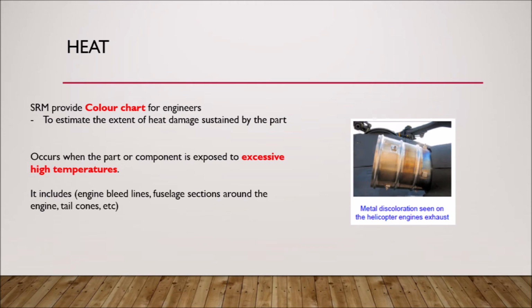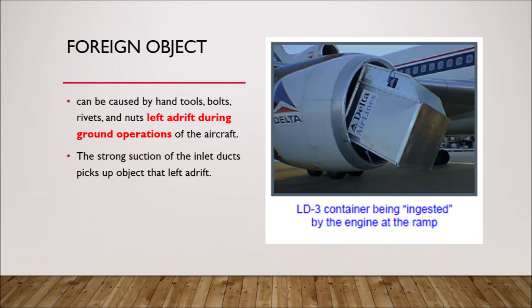Heat. Heat damage occurs when a part or component is exposed to excessive high temperatures. Foreign objects. Foreign object damage can be caused by hand tools, bolts, rivets, and nuts left adrift during ground periods of the aircraft. It is due to strong suction of the inlet, which gets them sucked in.